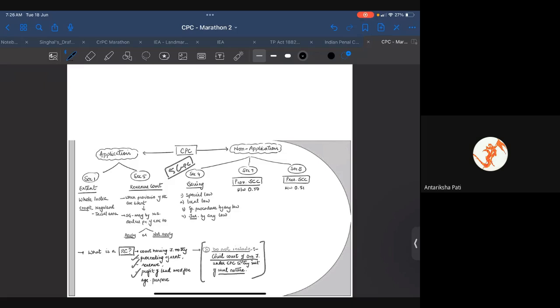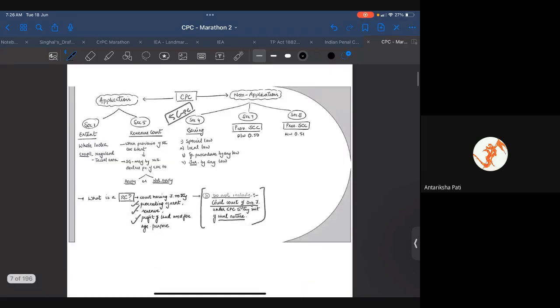Whether it is applicable to the provincial small causes court: Section 7 says that no, it is not applicable to the provincial small causes court, read with Order 50. Also for the presidency small causes court, the applicability is limited. Some provisions are applicable, not all. You may have a look at which provisions are applicable.